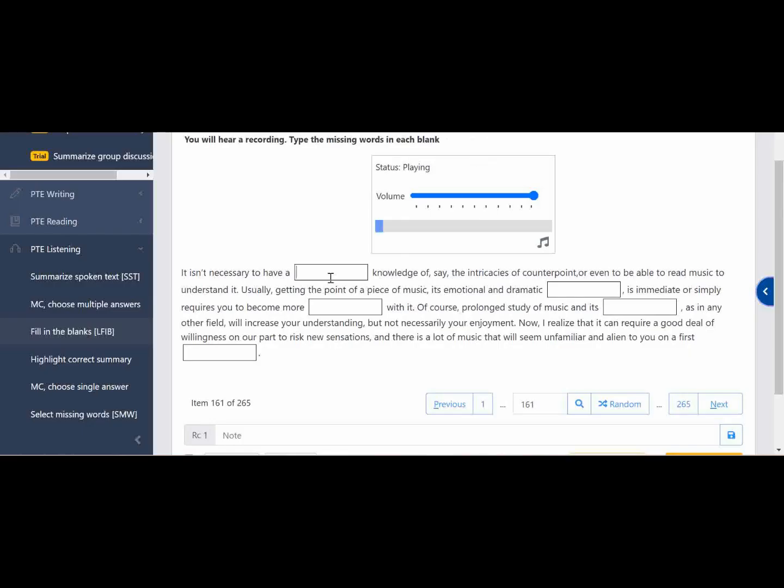It isn't necessary to have a specialized knowledge of, say, the intricacies of counterpoint, or even to be able to read music to understand it. Usually getting the point of a piece of music, its emotional and dramatic impact, is immediate or simply requires you to become more familiar with it. Of course, prolonged study of music and its composition, as in any other field, will increase your understanding, but not necessarily your enjoyment. Now, I realize that it can require a good deal of willingness on our part to risk new sensations, and there is a lot of music that will seem unfamiliar and alien to you on a first hearing.